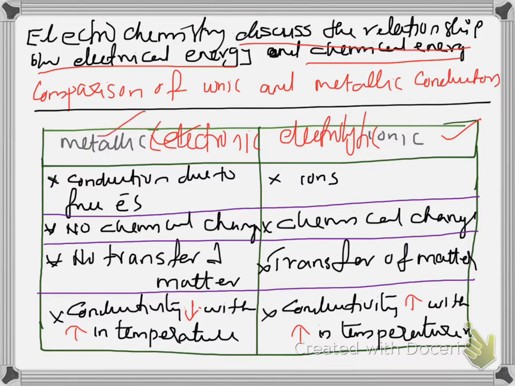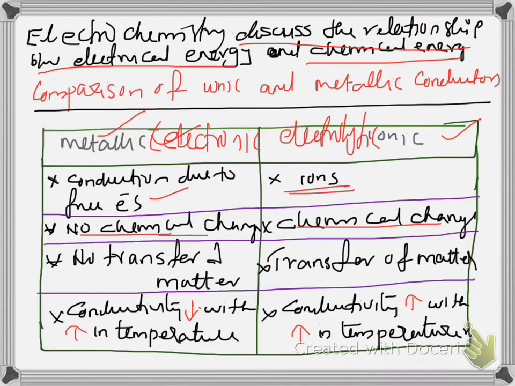In metallic conductors, or in metals, conduction is due to the flow of free electrons. While in electrolytic conductors, it is due to the flow of ions. There we have free ions in the solutions, which are the carriers of electricity. In a metallic conductor, there is no chemical change. But chemical change is there in electrolytic conductors.